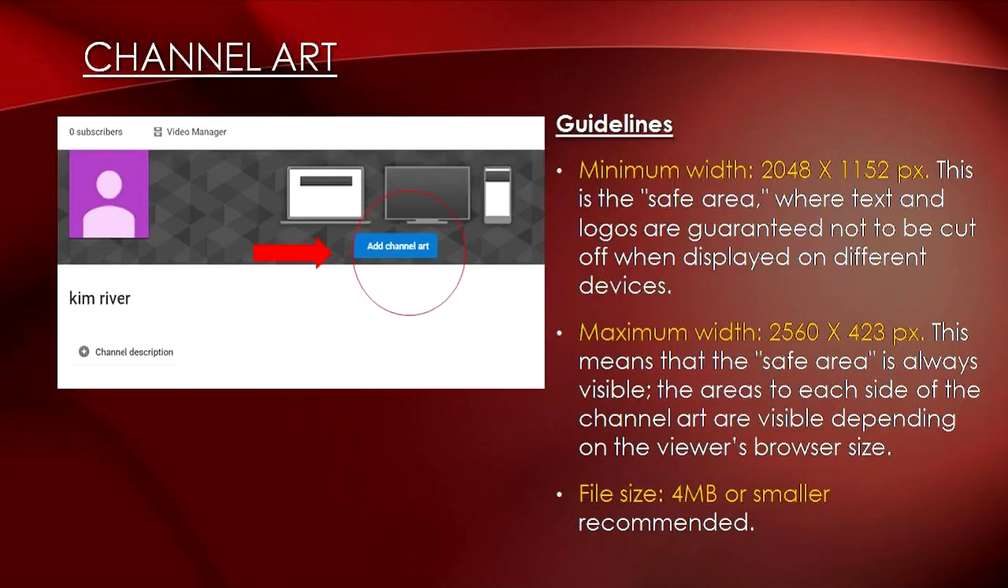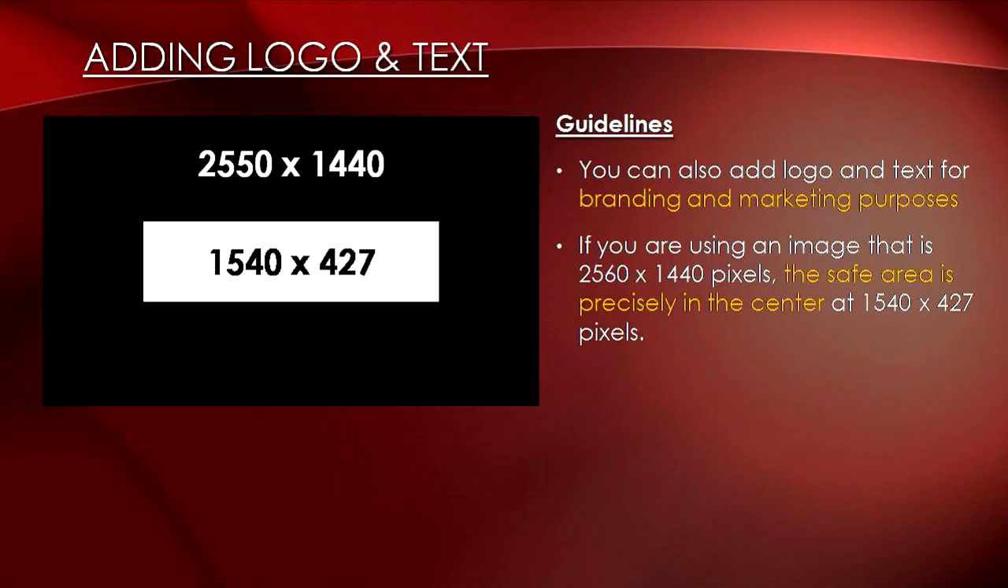Minimum width should be 2048 by 1152 pixels. This is the quote safe area, where text and logos are guaranteed not to be cut off when displayed on different devices. Maximum width should be 2560 by 423 pixels. That means that the quote safe area is always visible. The areas to each side of the channel art are visible depending on the viewer's browser size. The file size should be 4 megabytes or smaller.